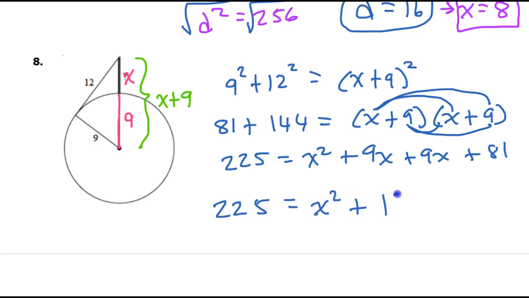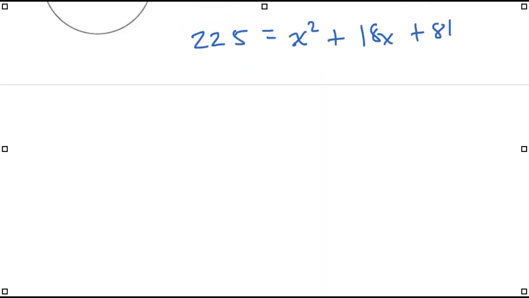So the x squared plus 18x plus 81. Because I have two different kinds of x, I have x squared and a regular x, I can't just get x by itself. Instead, I need to get 0 on one side, and then I can either factor or use something called the quadratic formula.